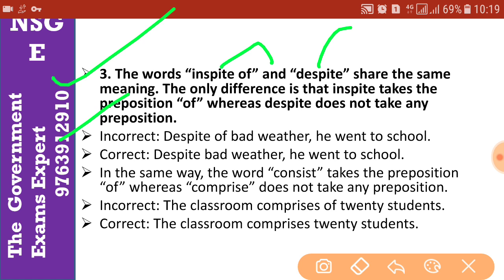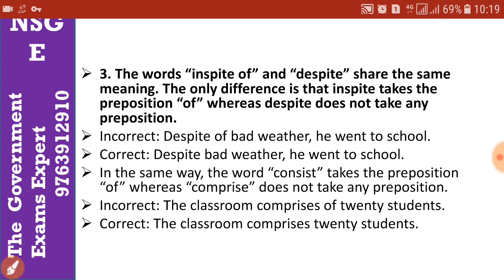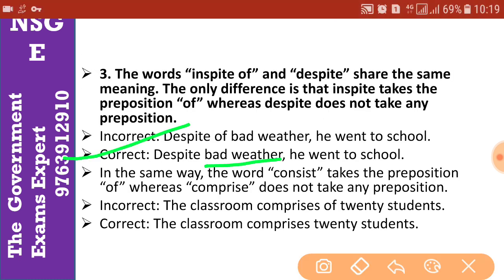For example, despite of bad weather he went to school. So this is wrong. Why? Because when despite comes, you shouldn't use the word of or the preposition of with despite. Why? Because it has already completed despite's meaning. So what will be the right sentence for this one? Despite bad weather he went to school. खराब मौसम होने के बावजूद वो विद्यालय गया.